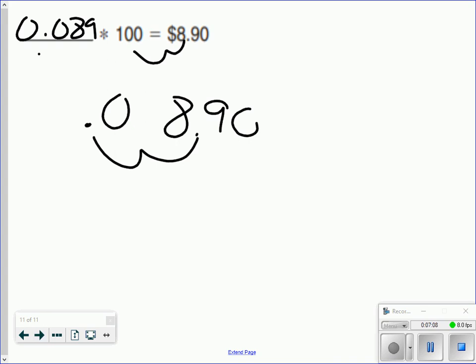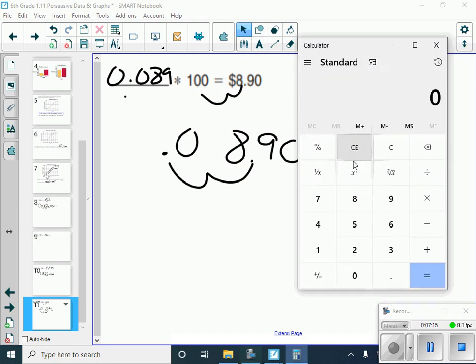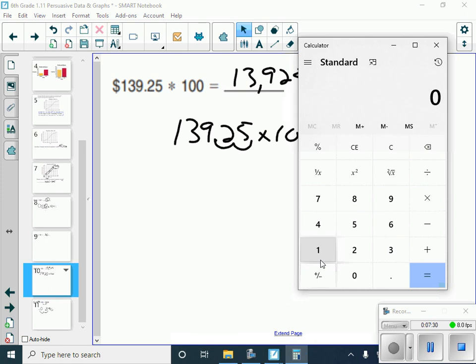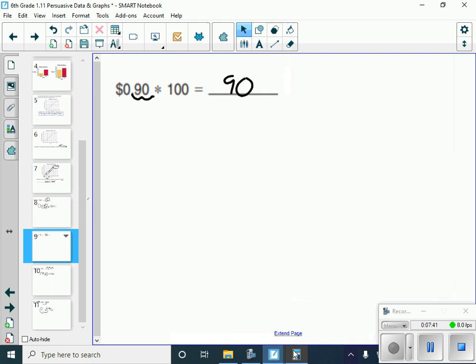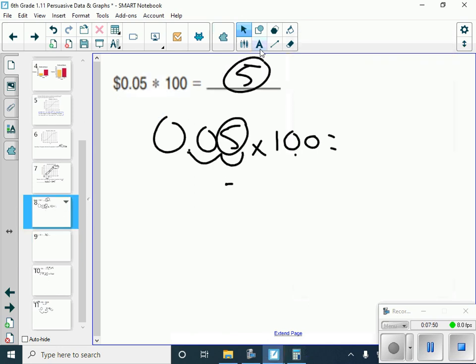Now let's check our math just to see if I did this correctly. So I'm going to go ahead and use my calculator at the bottom of the page. So if I go 0.089 times 100, I get 8.9. How about right here? If I do 139 and 25 cents times 100, I get 13,925. Right here, I would get 0.90 times 100 equals 90. And then this one would be 5.